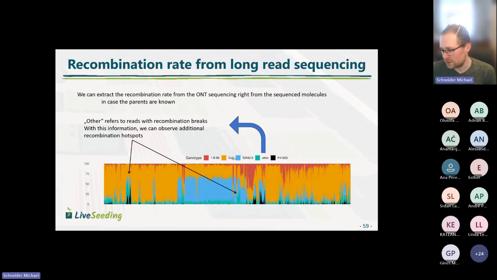Ultimately, you can also identify the recombinations coming from long read sequencing, because for every haplotype, if you can't associate it to one of these four parents, it means that there is a recombination break event happening in here. And then you can identify regions inside these blocks that are more prone to have a recombination happening, so-called recombination hotspots.